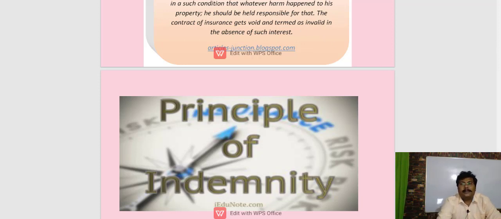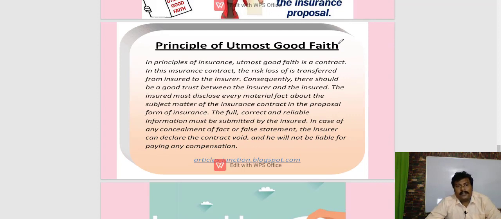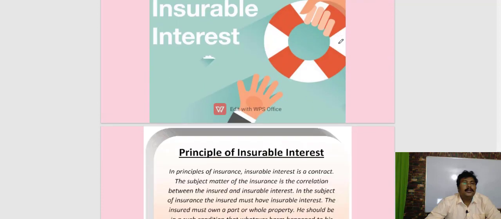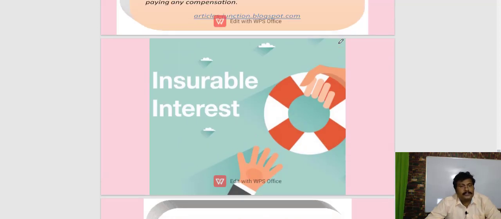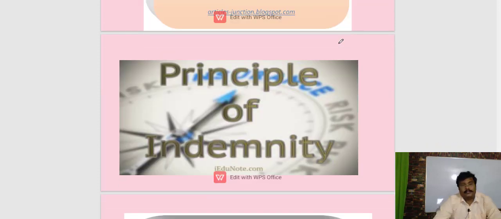The best way to learn insurance is that instead of learning the whole paragraph, you read the paragraph and learn the keywords. Like keywords of utmost good faith: trust should be there, full disclosure of information. Insurable interest means when we are purchasing insurance, there should be an interest behind that particular purchase. And the next one is principle of indemnity.